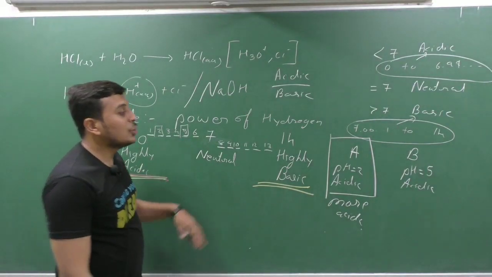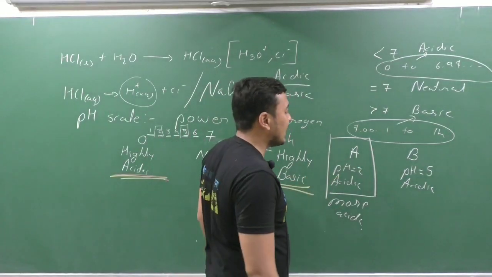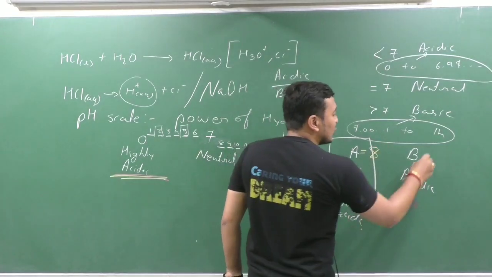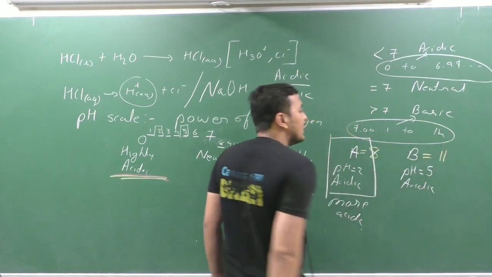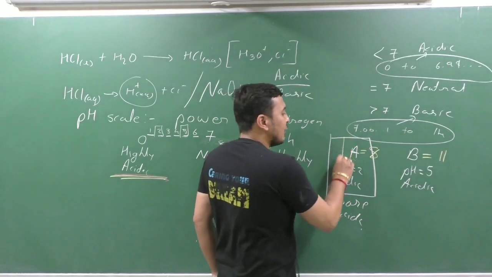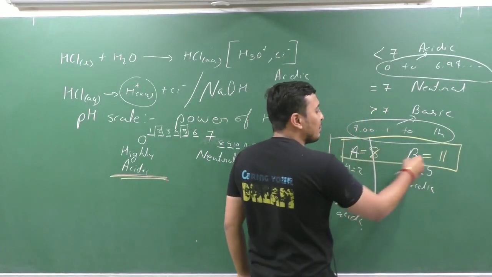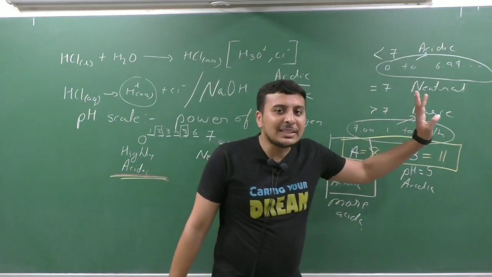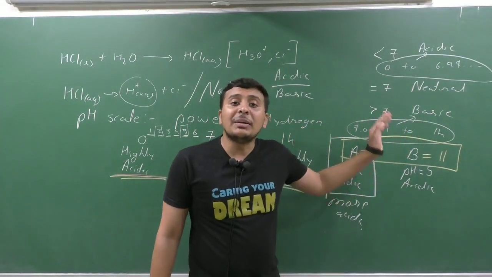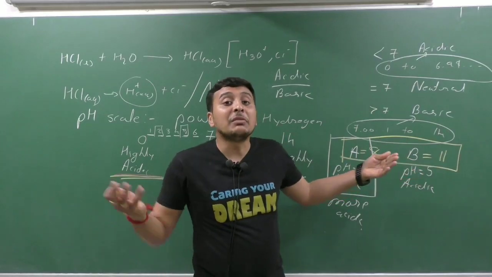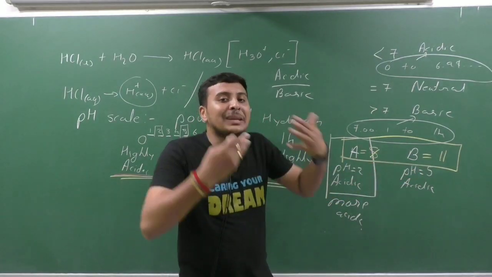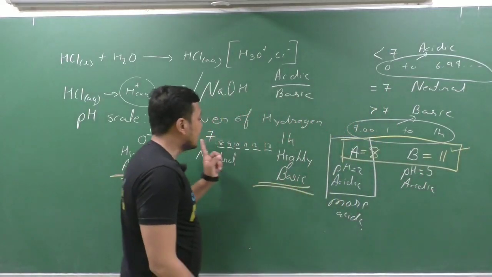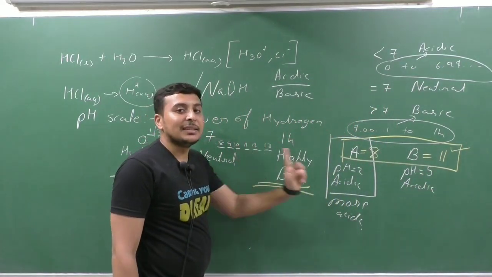Clear? If there are two solutions, solution A and solution B, solution A having pH 8 and solution B having pH 11, which of the following is basic? Both of them are basic. Why? Because both of them have a pH greater than 7. But which solution has more basicity? 11. Why? Because as the pH increases, basicity increases.